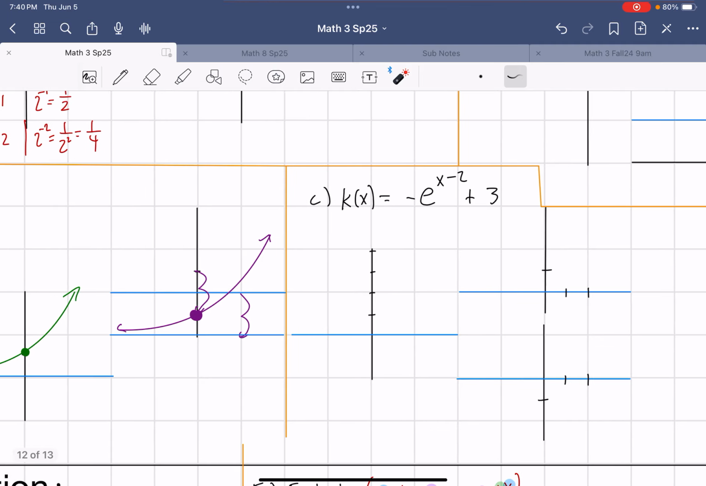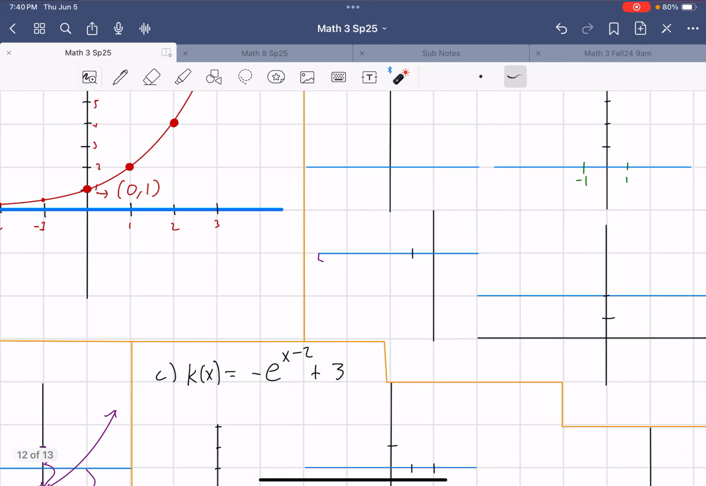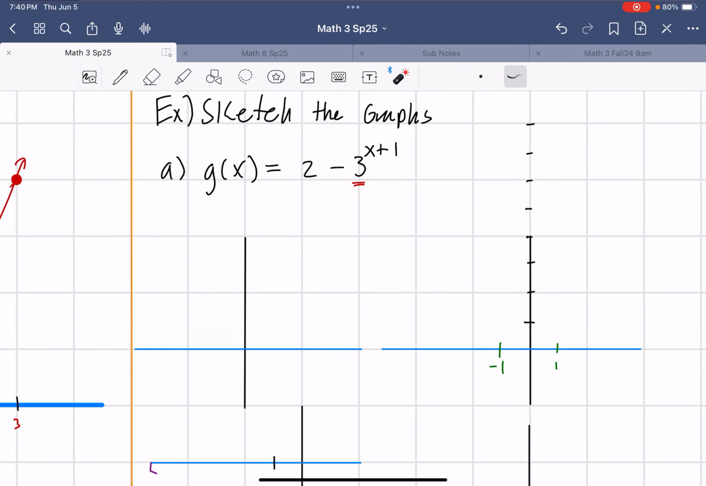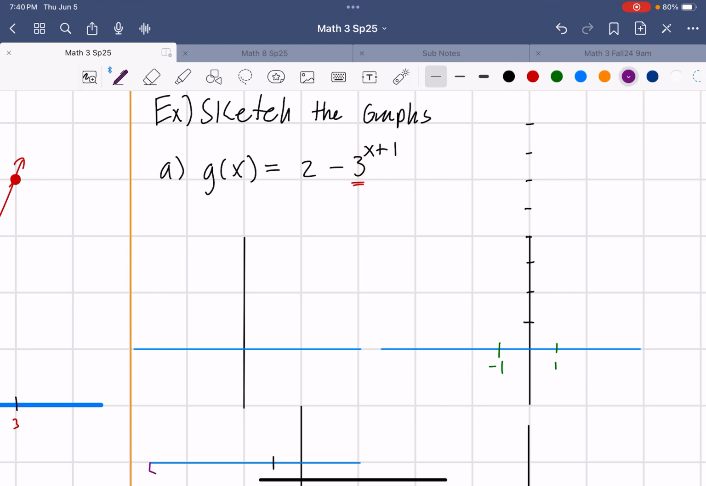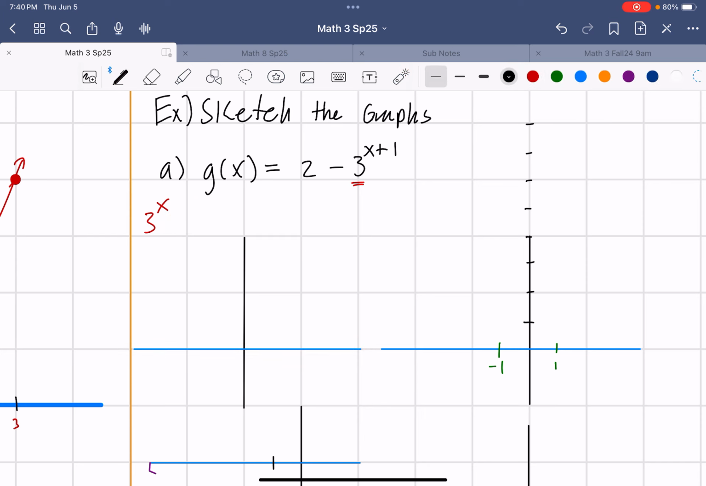Let's look at another example. So a little bit bigger. Oh, I skipped this one here. So here, if you notice, the base is 3. So we're dealing with 3 to the x. Same thing as always, it cannot be equal to 0. So we have a horizontal asymptote here at 0. And then again, it has that point at (1, 0). And since it's bigger than 1, it's going to have this shape.